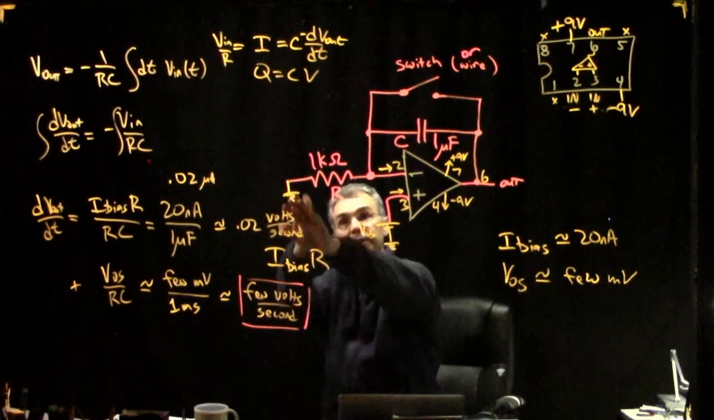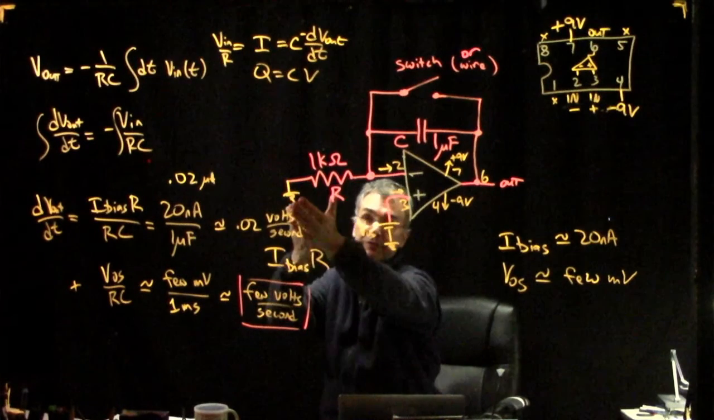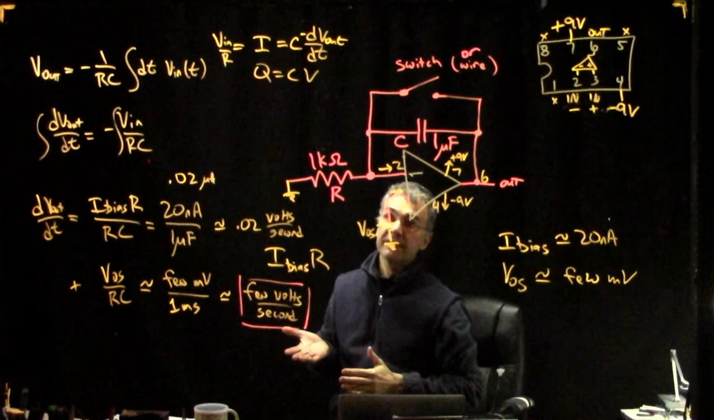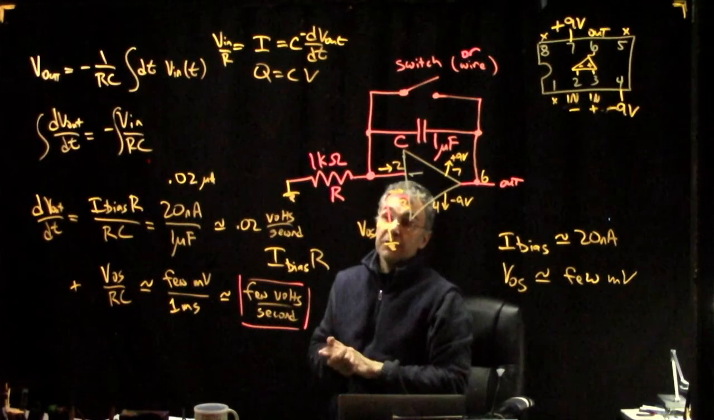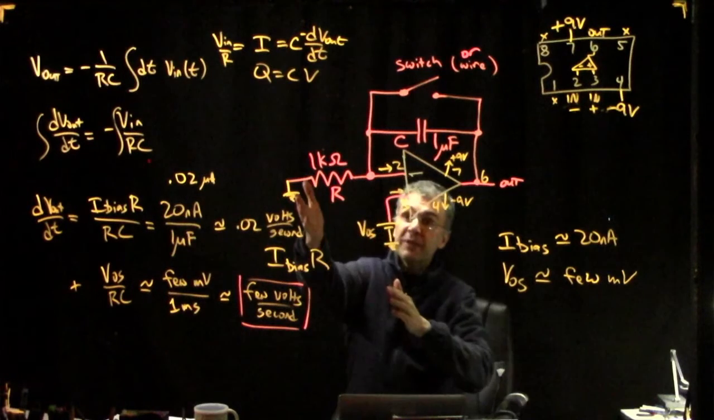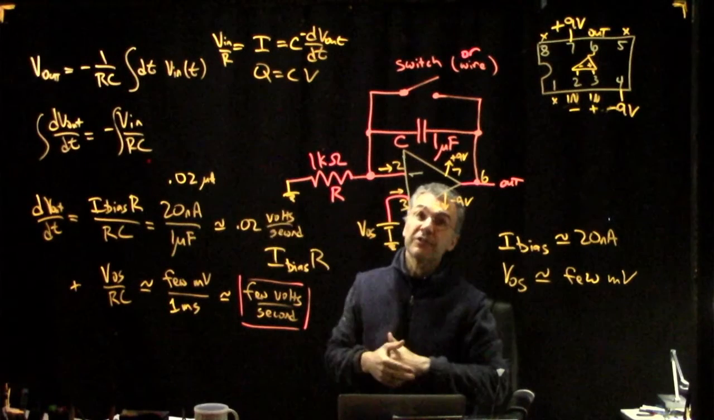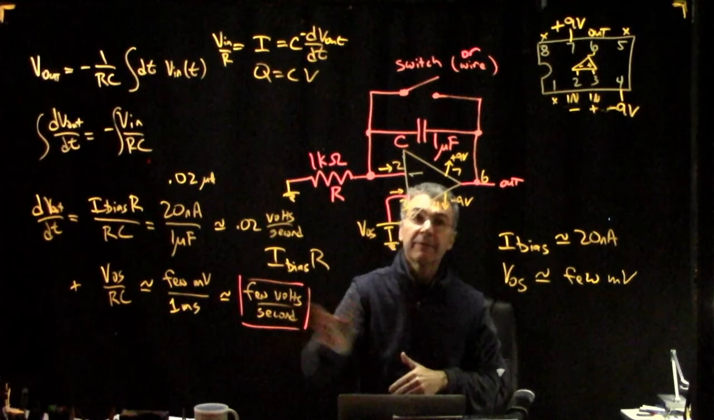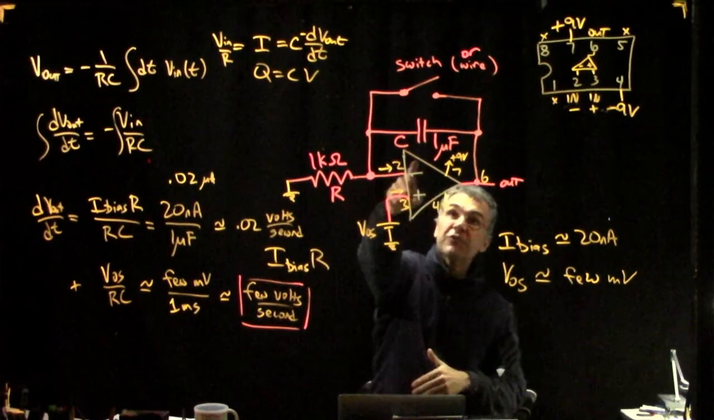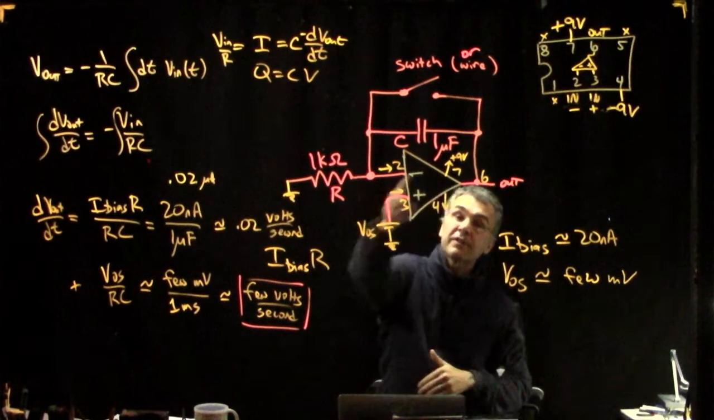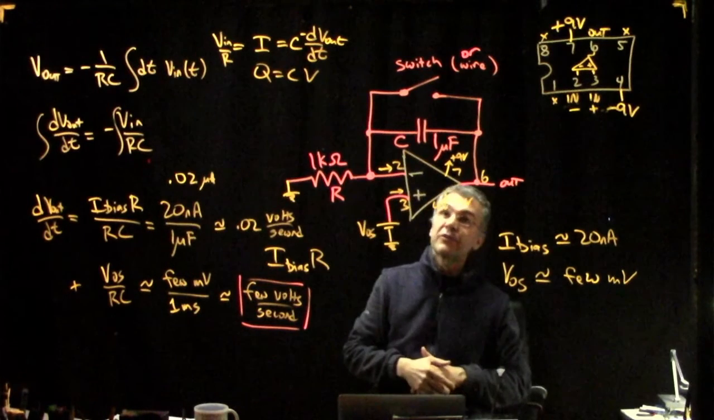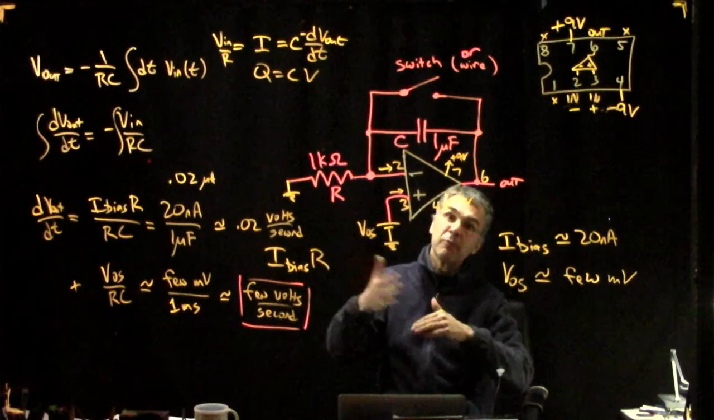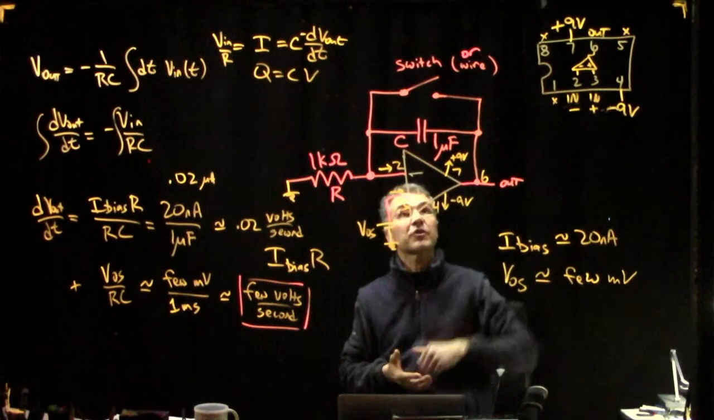So we have not no input, but we have a grounded input. So we think it should be integrating 0, so it should be constant. But because of these two effects, and it seems to be dominated by this one, we will see this capacitor charge up, so we'll see V out move with a slope of a few volts per second, and it will stop when it reaches one or the other power supply rail.